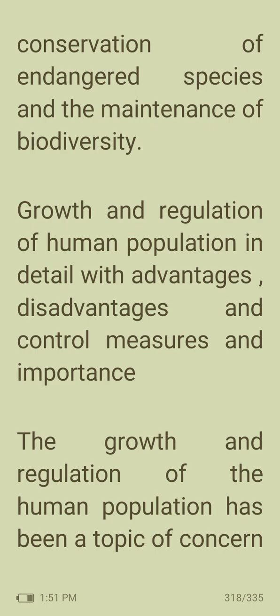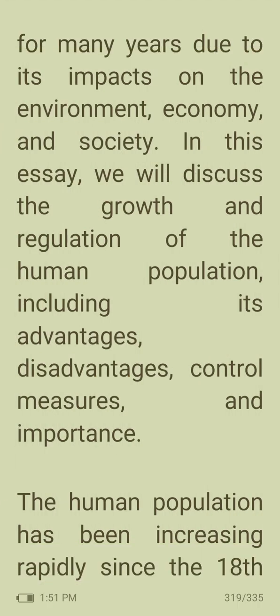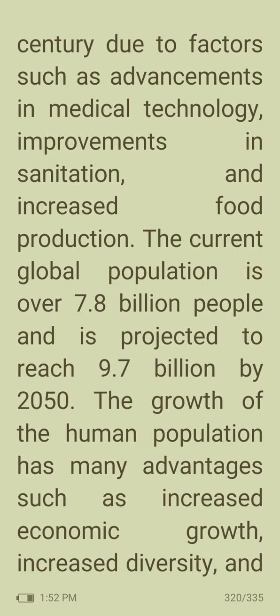The growth and regulation of the human population has been a topic of concern for many years due to its importance and its impacts on the environment, ecology, and society. In this essay, we will discuss the growth and regulation of the human population, including its advantages, disadvantages, control measures, and importance. The human population has been increasing rapidly since the 18th century due to factors such as advancements in medical technology, improvements in sanitation, and increased food production. The current global population is over 7.8 billion people and is projected to reach 9.7 billion by 2050.